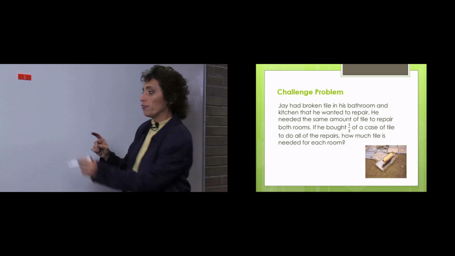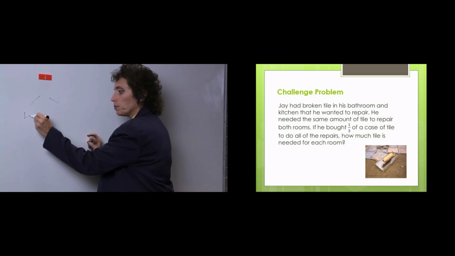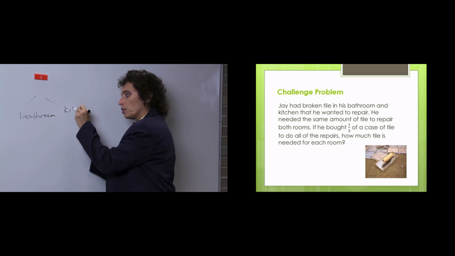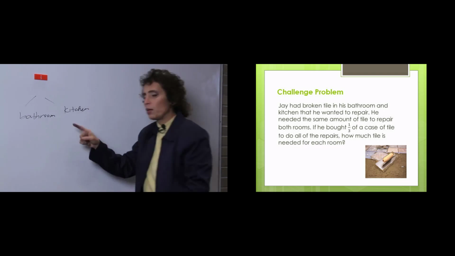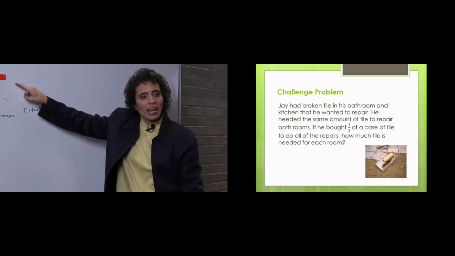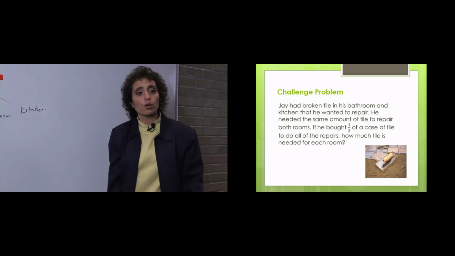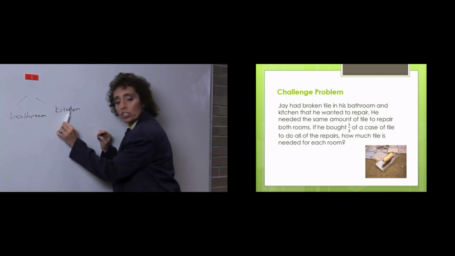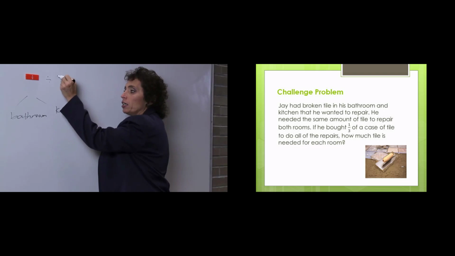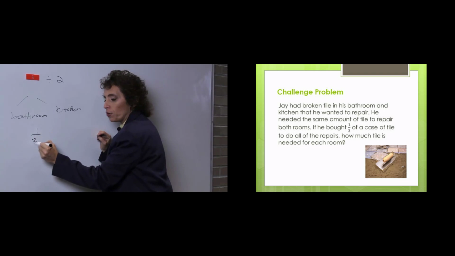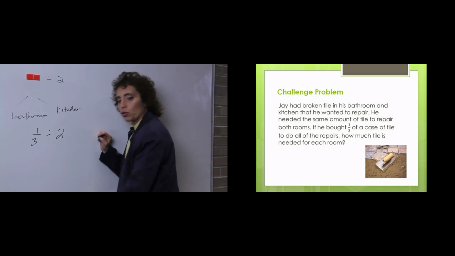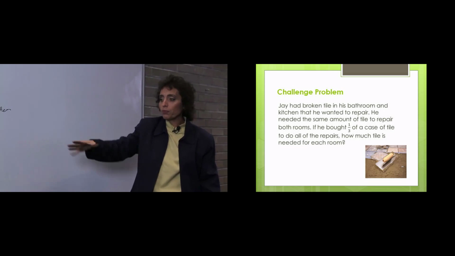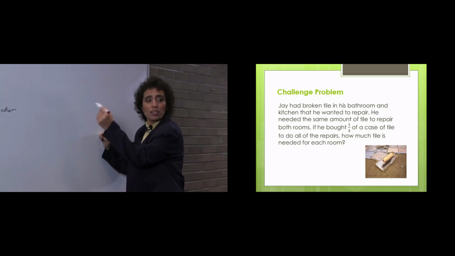Well, remember now, you have 2 rooms. You have the bathroom, and you have the kitchen, and they both need the same amount of tiles. How are we going to figure out how much tile we need for the rooms? Well, since we're splitting this into 2 equal sections, that means we have to divide. So we have to take 1/3 and divide it by these 2 rooms. Before we do that problem, let's go on to what it means to divide a fraction.